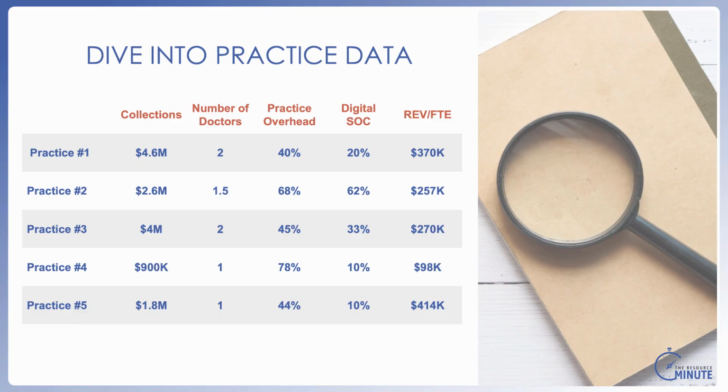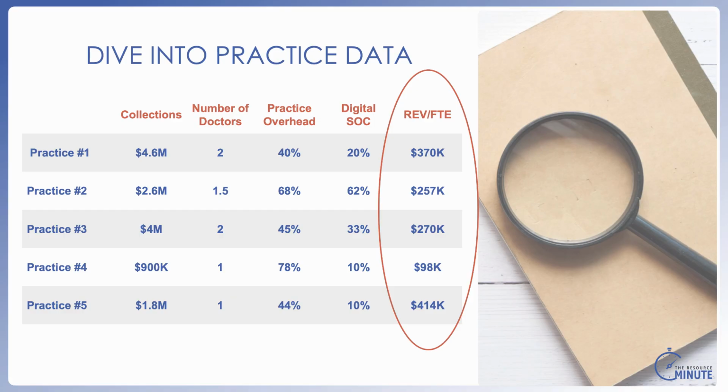Your digital share of chair, what is that? That's out of all your comprehensive starts, how many of those have a lab fee, which is either with aligners or digital braces. So you can see that that varies in this data set from 10% to 62%. And then finally, the number we're talking about today, and that I want you to focus on, is your revenue per FTE. Big variance here. It's all the way from 98,000, not so great, to 414,000, the center of the bullseye.